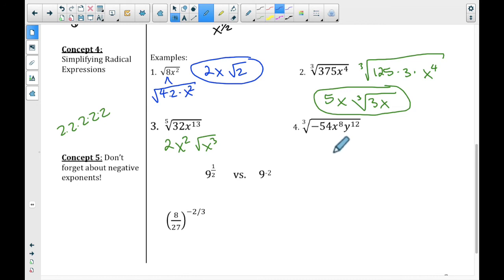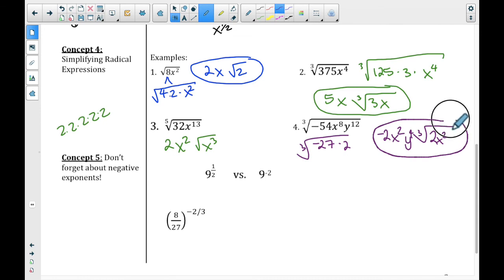Okay, how about negatives? You can do negatives with cube roots. Not with square roots, but you can with cube roots. Negative 27 is actually, 27 is on our list. And so we're taking the cube root. So the cube root of negative 27 is negative 3. But the cube root of 2 does not have a cube root. And then 8 divided by 3 goes in there twice with a remainder of 2. Y to the 12th divided by 3 is y to the 4th. So your answer is negative 3, x squared, y to the 4th, cube root 2x squared.